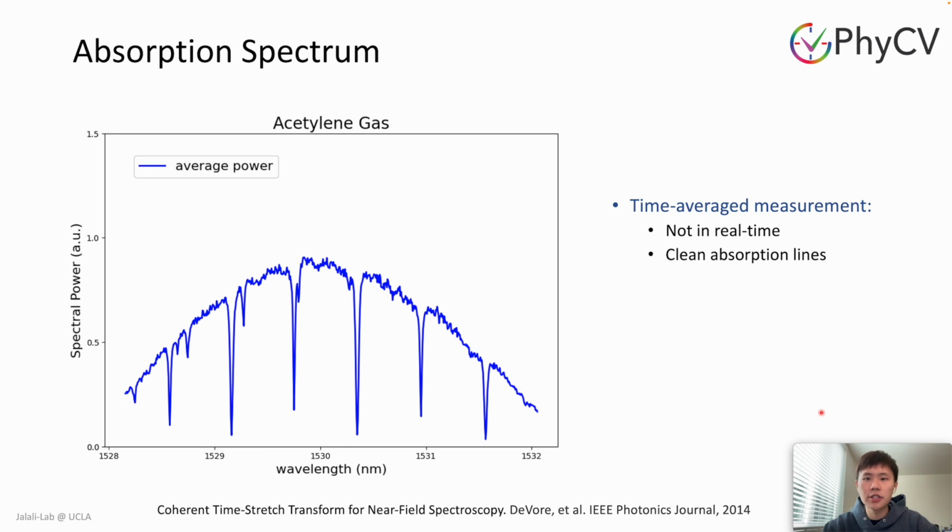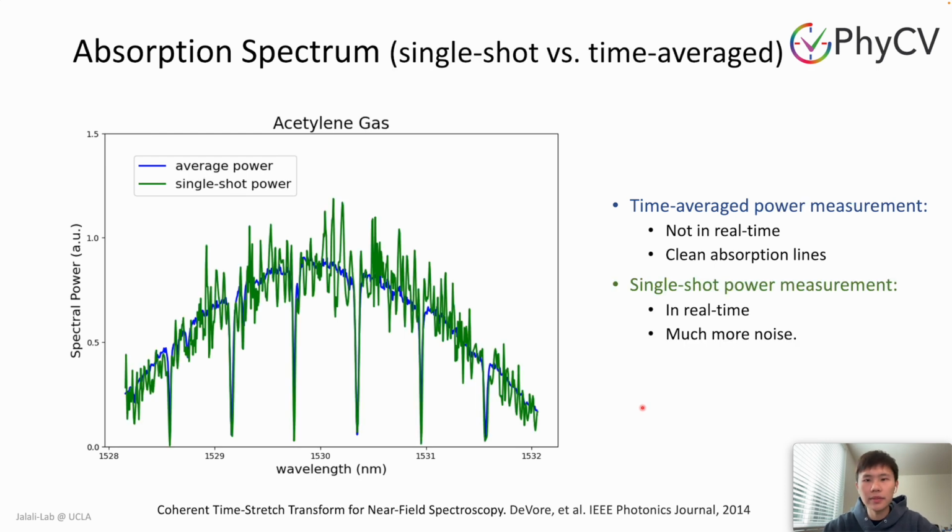The figure here shows the absorption power spectrum of acetylene gas measured by an optical spectrum analyzer in a time-averaged manner. You can see these narrow absorption lines. This is relatively clean to observe, but such measurements cannot be performed in real time. Then, the green lines represent the absorption power spectrum measured in single shots using photonic time stretch. This measurement can be done in real time, but it is clearly more noisy.